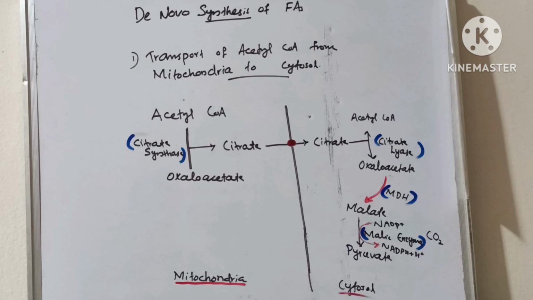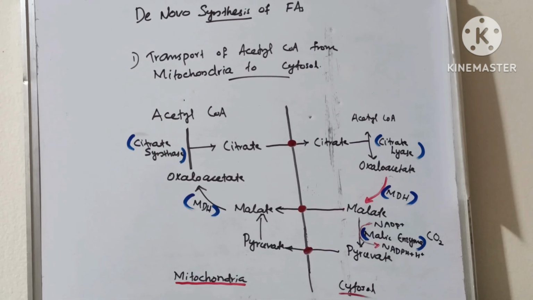Then, by the action of enzyme malate dehydrogenase, oxaloacetate is converted to malate. Then malate is converted to form pyruvate by the enzyme malic enzyme. Here, NADPH is generated along with carbon dioxide. Then pyruvate can cross the mitochondrial membrane and reaches mitochondria, where it is converted to oxaloacetate. Malate can also cross the membrane and is converted to oxaloacetate by the enzyme malate dehydrogenase. So in this way acetyl-CoA, which cannot cross the mitochondrial membrane, reaches cytosol and is utilized for fatty acid synthesis.